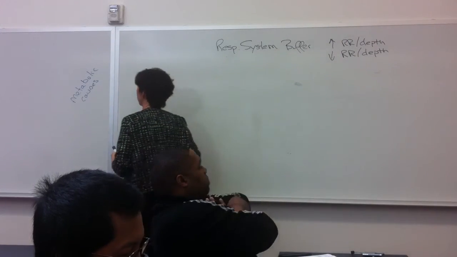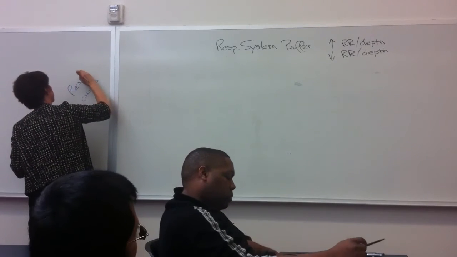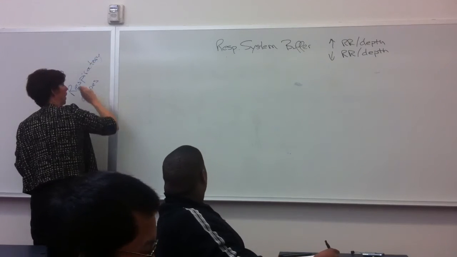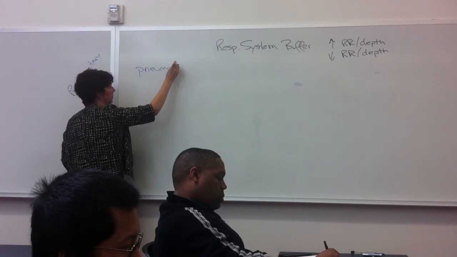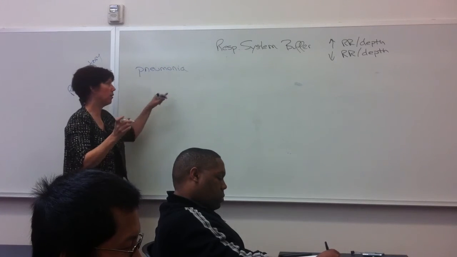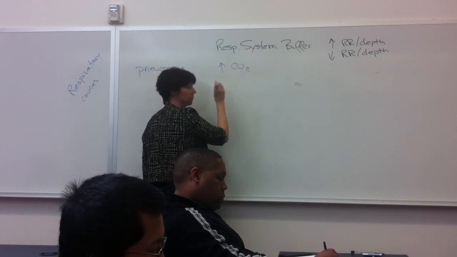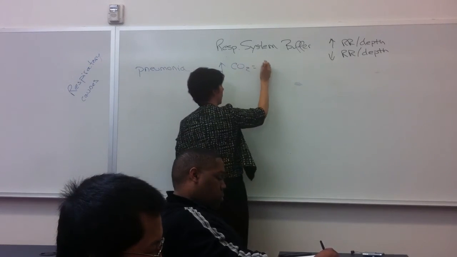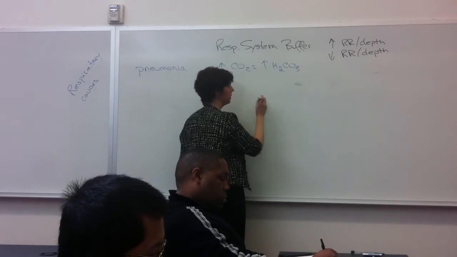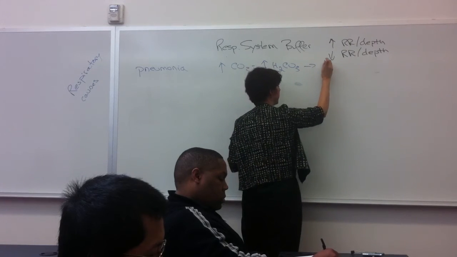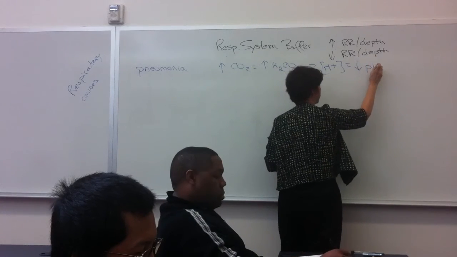E-M-E-S-I-S. So instead of metabolic causes, we'll look at respiratory causes. So pneumonia. Pneumonia is going to cause an increase in carbon dioxide, which is going to cause an increase in carbonic acid, which is going to cause an increase in hydrogen ions, and a drop in pH.